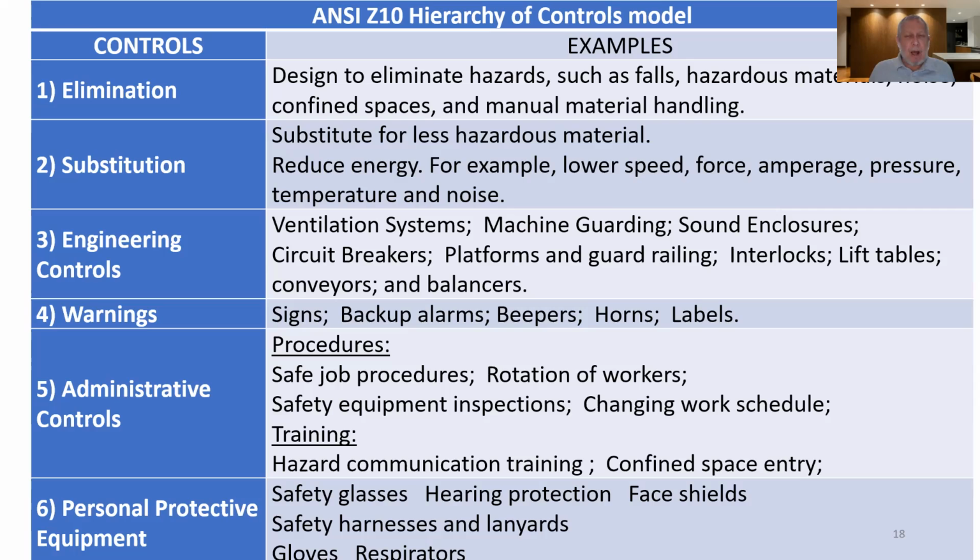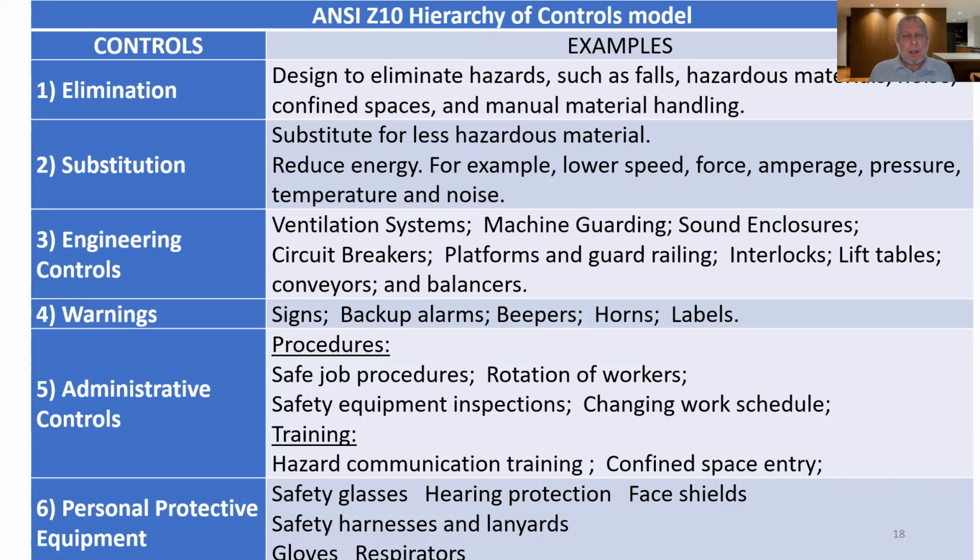Engineering controls like ventilation systems, machine guarding, sound enclosures, circuit breakers, platforms and guard railing, interlocks, lift tables, conveyors, balancers, a lot of engineering controls out there. Now they're throwing in one, and some of them do this, called warnings. Signs, backup alarms, beepers, horns, labels. But most of the time in the hierarchy of controls, warnings are considered administrative controls, which are procedures.